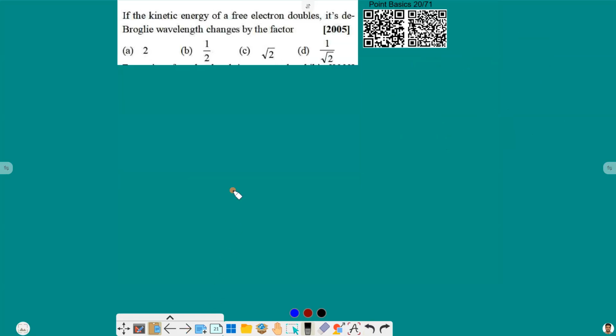In the next one, if the kinetic energy of a free electron doubles, its de Broglie wavelength changes by what factor? Now, as kinetic energy is doubled, we know that lambda is proportional to 1 by momentum, and from that we can write lambda is proportional to 1 by the square root of E. Why? Because momentum is equal to the square root of 2mE. So if kinetic energy doubles, then lambda dash will be proportional to 1 by the square root of 2E.